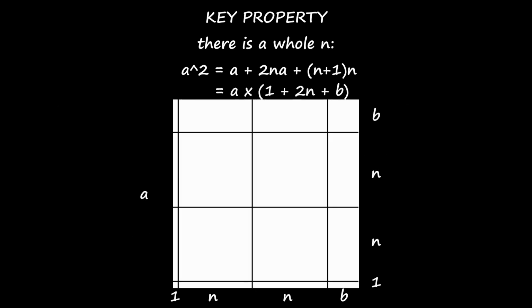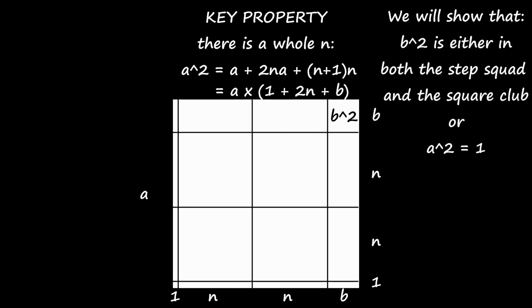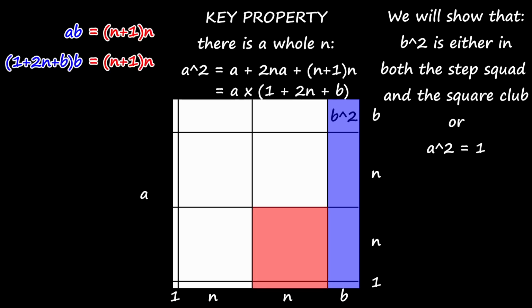The base a must be made of 1, 2n, and an unknown whole number b. We will now show that b squared must be either a member of both the step squad and the square club that is smaller than a squared, or that a squared was the trivial one. Here we see the recursion. To find the base of the next member of both the step squad and the square club, we can utilize the already obtained one, given we first compute the difference n. Remember that the rectangle a times b must have the same number of blocks as (n plus 1) times n, which is (1 plus 2n plus b) times b equals (n plus 1) times n, or 2nb plus b squared plus b equals n squared plus n.